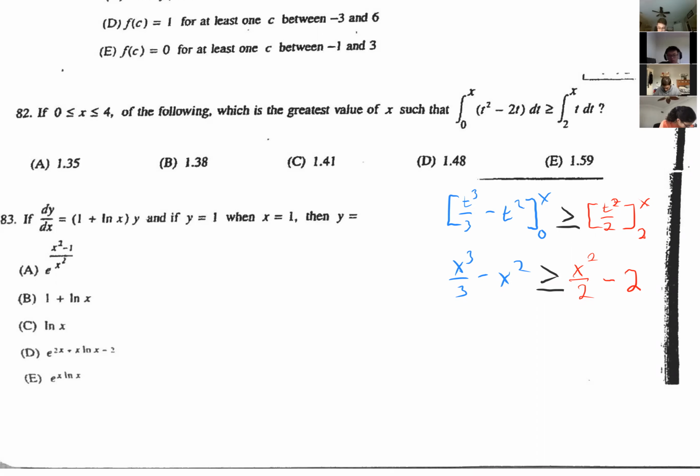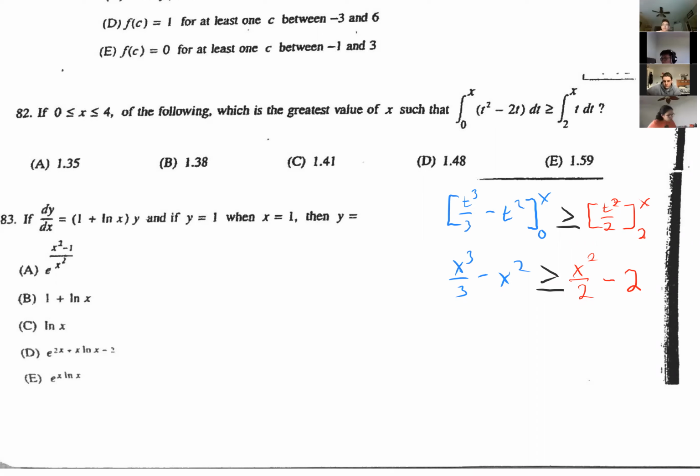So it works for 1.35. Let's see if we can find a bigger one. So now I'm going to plug in 1.38 into the blue. So 1.38 cubed divided by 3 minus 1.38 squared. It gives me a number, and then when I plug it into the other side, 1.38 squared divided by 2 minus 2. So when I plug in 1.38 for x, the blue is still bigger than the red.